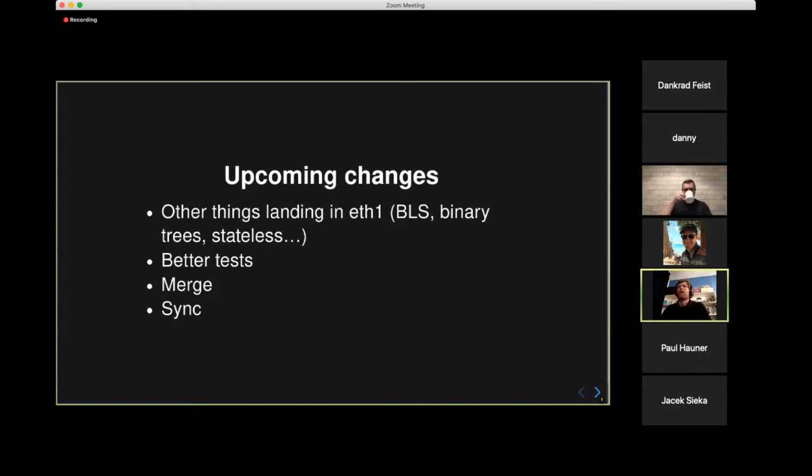And then there's the question of the sync. The sync is how do you synchronize a Catalyst client after the merge happens? A lot of things are going to change, so it's not straightforward to synchronize. That's something that's still being discussed, and I'm going to go over those things.